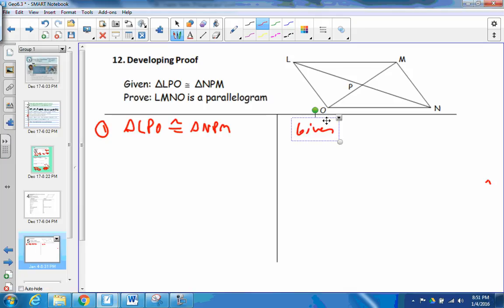Now there are some things that we can do here based off of how that's written. By CPCTC, we know that corresponding parts of congruent triangles are congruent. We could definitely say that this pair of opposite sides are congruent, but we don't know anything about the other set right now. So I'm not necessarily going to use that to prove it because we'd have to figure out if LM and ON are congruent as well. So let's look at the diagonals. Let's see if they can bisect each other. Based on the order of things, LP has to be congruent to NP.